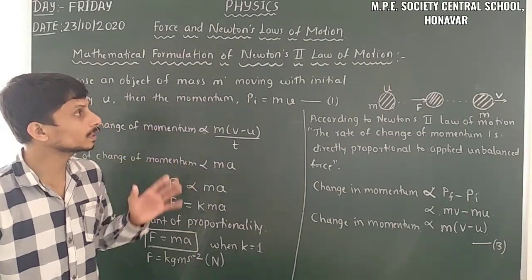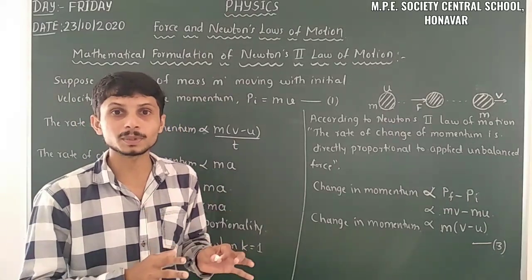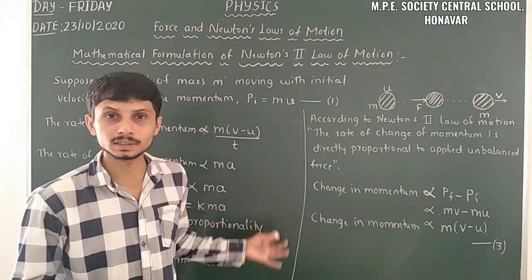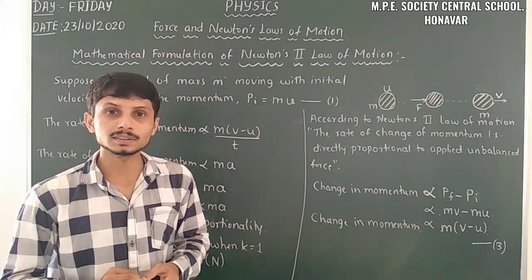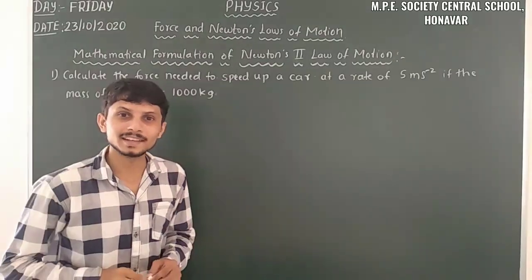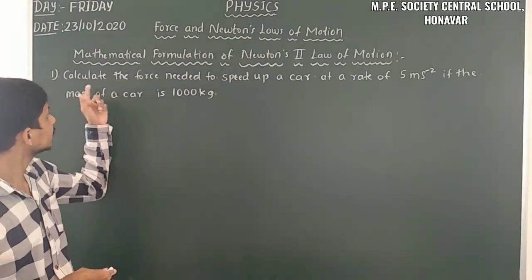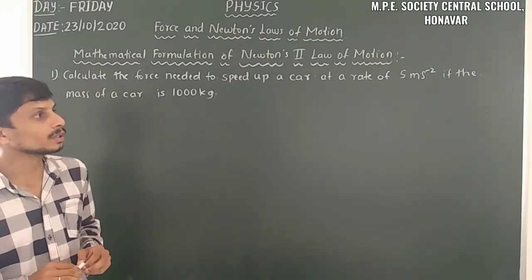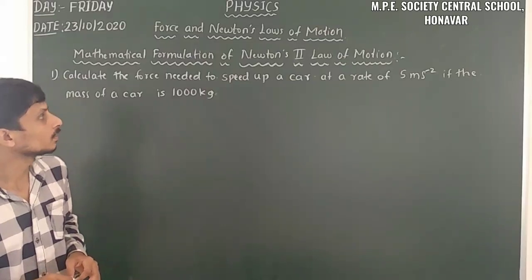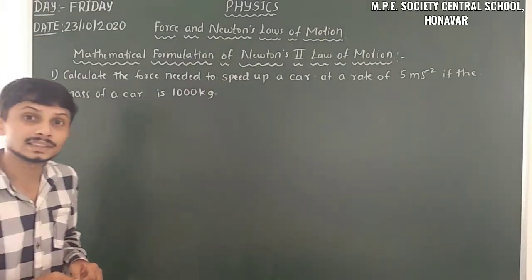So this is the mathematical formulation of Newton's second law of motion. There are some problems based on this topic, so let us take some of them. Let us take the first problem here. It tells us: calculate the force needed to speed up a car at a rate of 5 meter per second square if the mass of the car is 1000 kg.